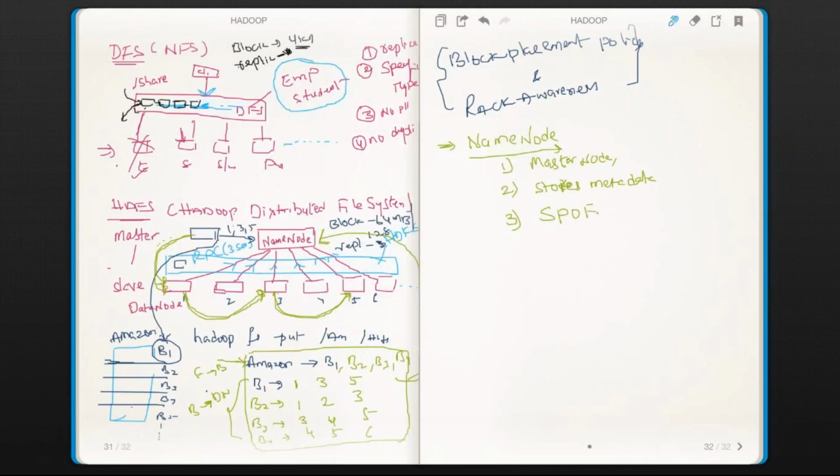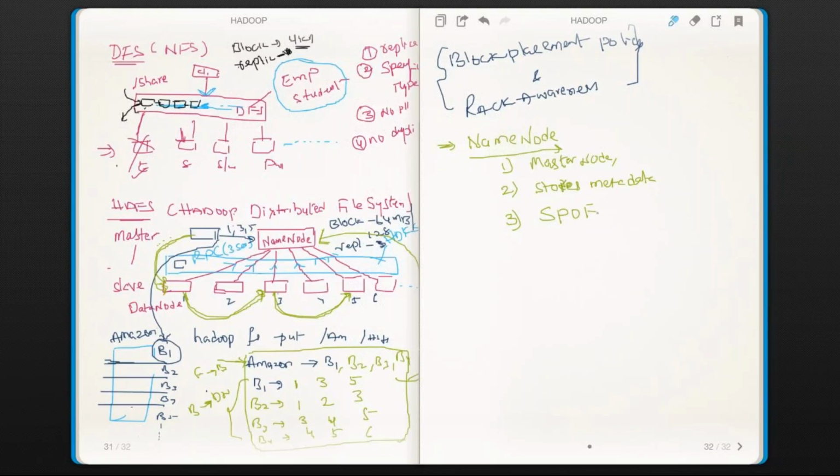Name node is a master node, who stores the metadata, who manages the cluster, and who is a single point of failure. If the master goes down, we cannot store or retrieve any data. If he goes down, your cluster is not accessible.